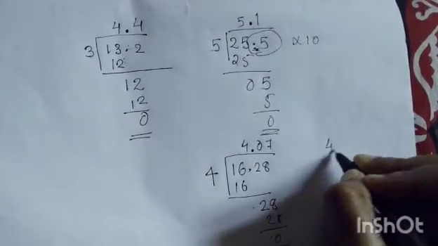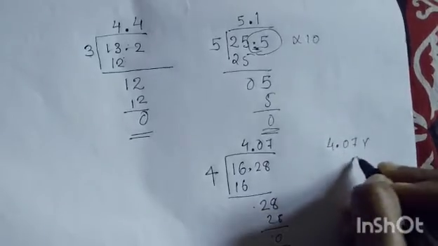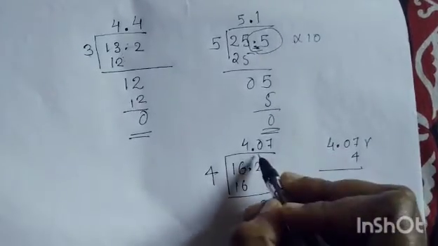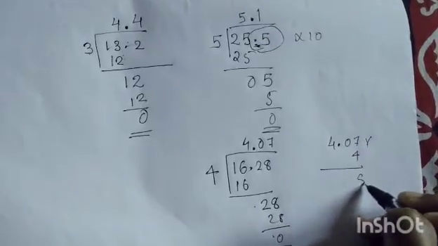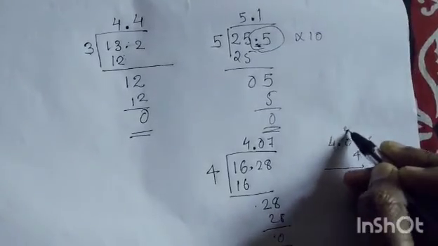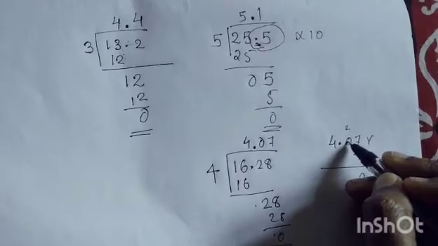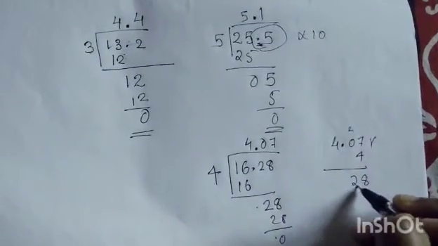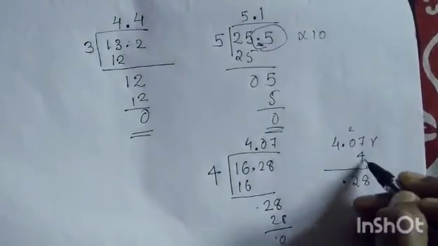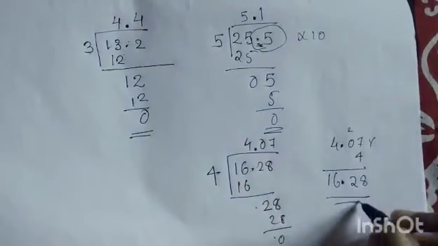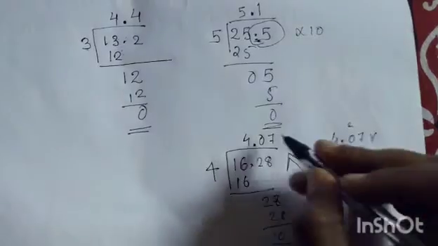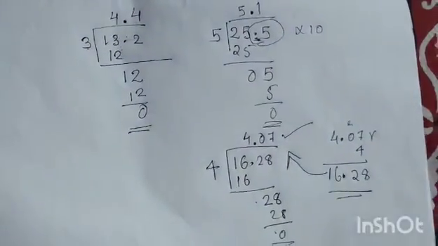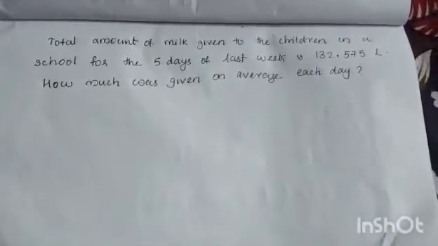Let's check the result whether it is correct or not. Multiply the quotient with the divisor. 7 4s are 28. 8 with carry 2. 4 0s are 0, plus 2 is 2. Make the point here. 4 4s are 16. The answer that we get is the same. So the answer is correct here. This is our first problem.